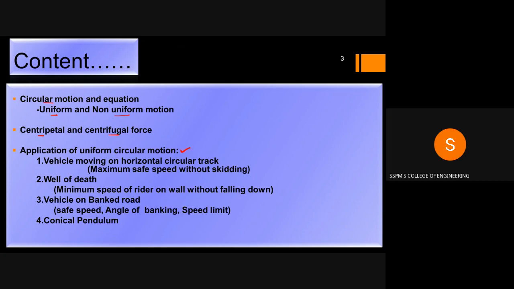In the applications, the first is a vehicle moving on a horizontal circular track, where we will calculate the maximum safe speed without skidding. Second is the well of death, where we find the minimum speed of the rider on the wall without falling down. Third is a vehicle on a banked road, where we will find the equation for angle of banking, safe speed, and the speed limit. And the fourth application is the conical pendulum.